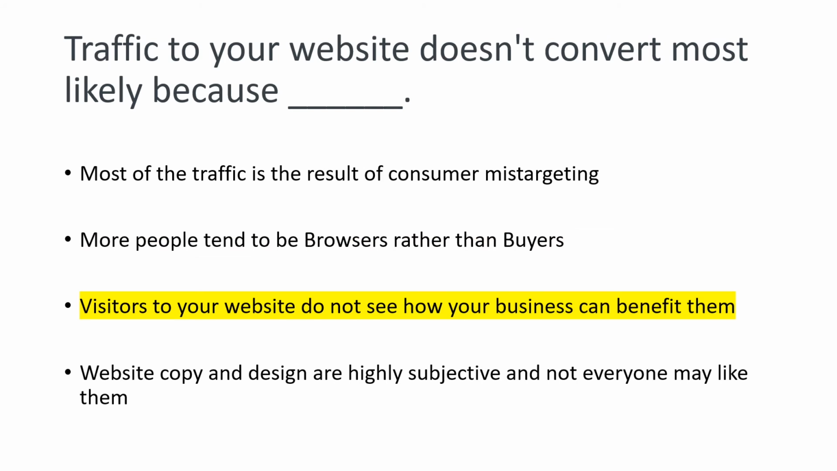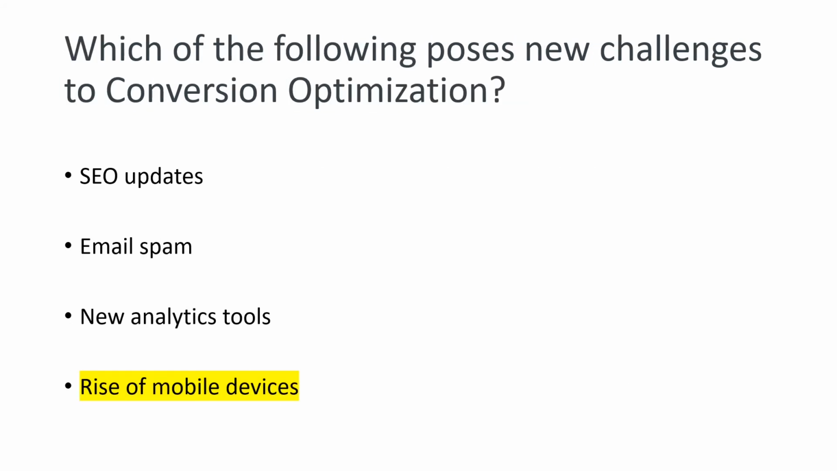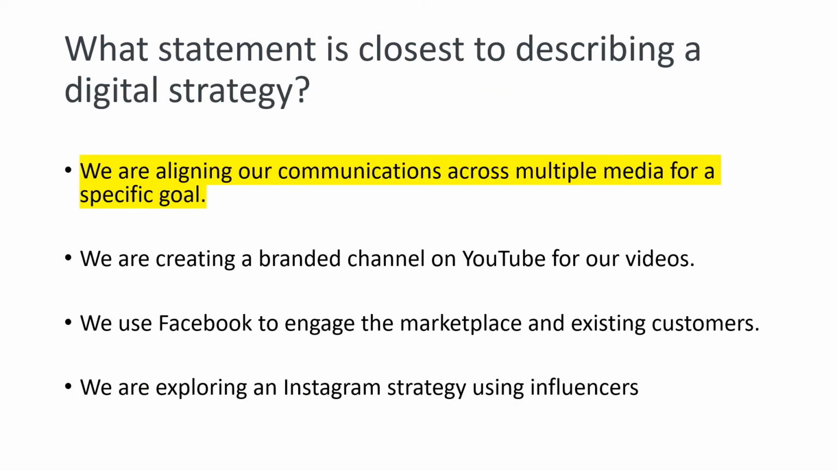281. Traffic to your website doesn't convert most likely because visitors to your website do not see how your business can benefit them. 282. Which of the following poses new challenges to conversion optimization? Rise of mobile devices. 283. What statement is closest to describing a digital strategy? We are aligning our communications across multiple media for a specific goal.